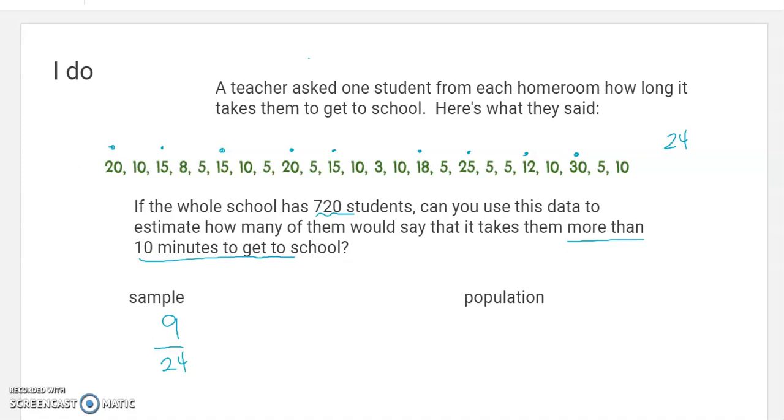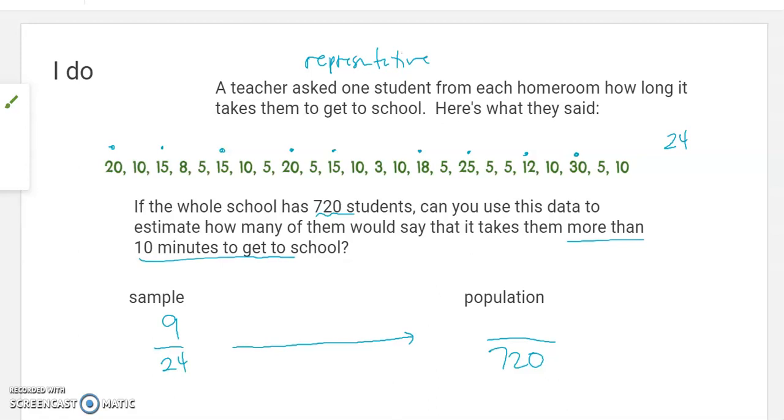And this is a pretty good representative sample, right? One student from each homeroom, randomly picked, pretty good. So 9 out of 24, how many in the whole population of 720 would we figure need more than 10 minutes to get to school? You'll notice this looks like a ratio, so that's how I'm going to treat it. I have lots of ratio strategies. I tend to most often use the proportion strategy. It's already set up. If 9 out of 24 in my sample take more than 10 minutes, how many of the full 720 would I expect to take that long?